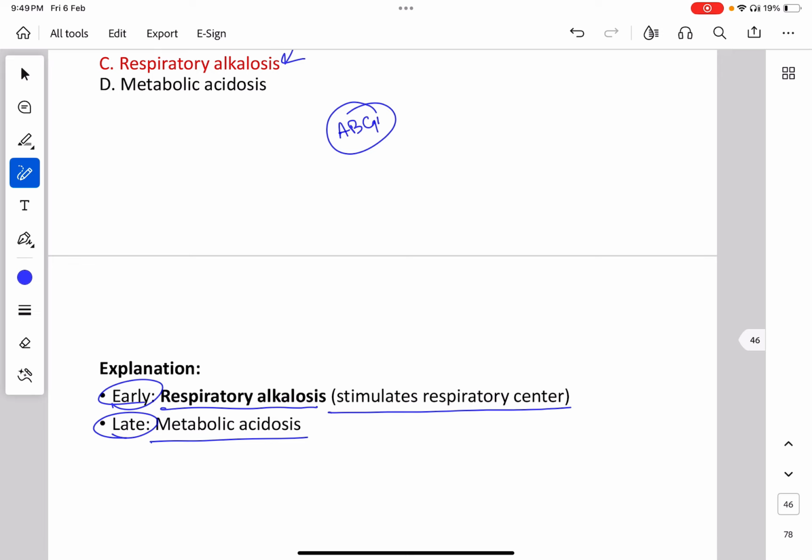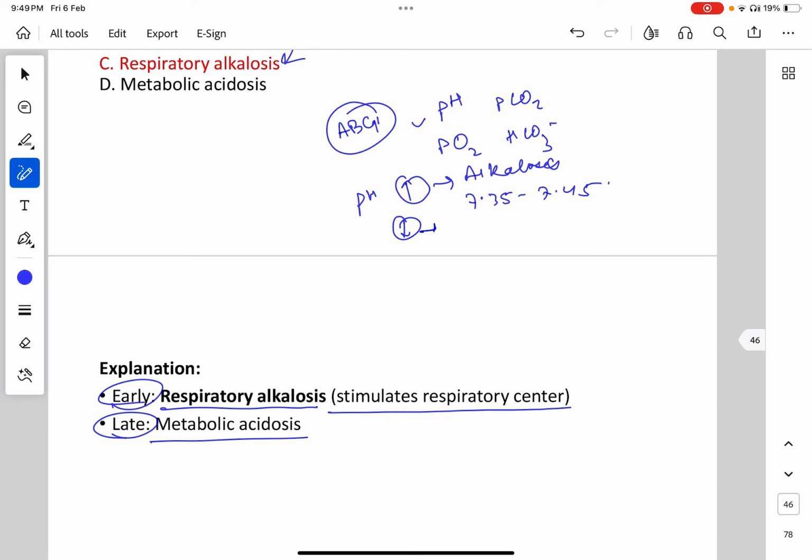So while interpreting any ABG report, the four most important parameters are: we look for pH, then we look for partial pressure of carbon dioxide, then we look for PO2, that is partial pressure of oxygen, and the fourth important one is bicarbonate levels. So how do you interpret pH? Normal pH is 7.35 to 7.45. Now if pH is increasing, this is alkalosis. Okay, and if pH is decreasing, it is acidosis.